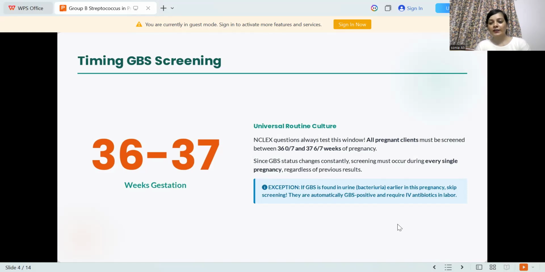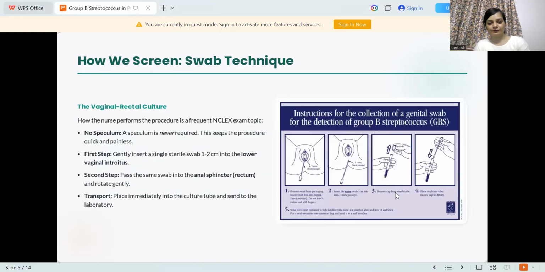They are automatically GBS positive and require IV antibiotics during labor. Like if a patient has a urine test at 30 weeks and GBS is found, they are GBS positive. So we do not repeat the GBS screening at 36 to 37 weeks. They are treated as positive, and we need to give IV antibiotics during the labor as well.